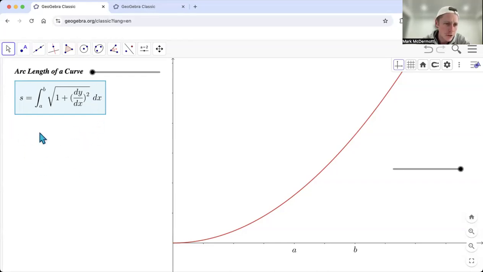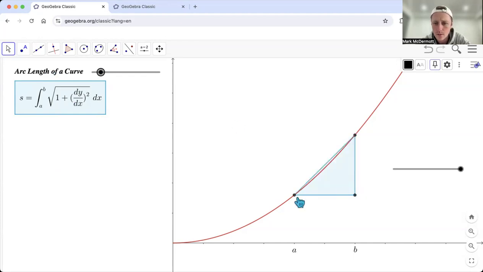And without further ado, here is the answer. S equals the integral from a to b of the square root of 1 plus dy dx squared dx. So that is how you find the arc length of a curve. And that's sort of the terminology we use. We call it the arc length. So that's what we're going to unpack a little bit more in this short video. So let's see if we can make some sense of it.